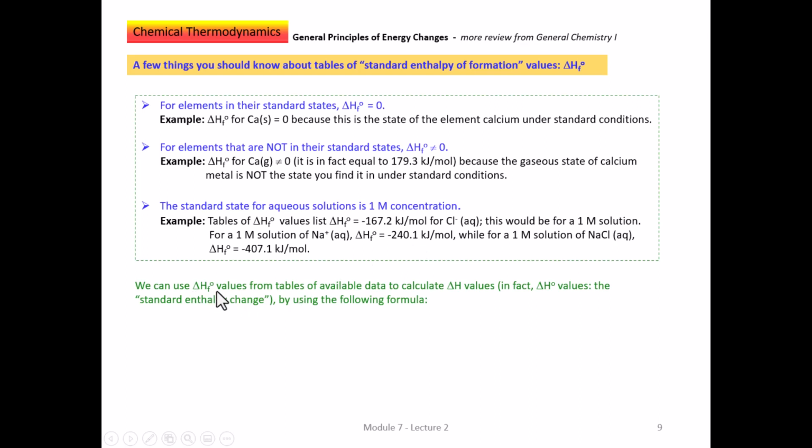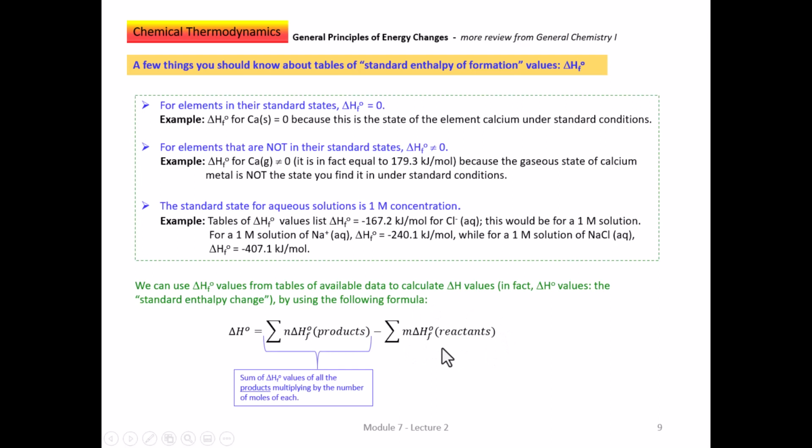Now we can use deltaH sub F values from tables of available data to calculate deltaH values, in fact, the standard deltaH values, by using the following formula. The overall standard deltaH change for a reaction is the sum of all of the heats of formation of the products minus all of the heats of formation of the reactants. And you have to keep in mind that you need to track the number of moles of products that you have and the number of moles of reactants that you have in the balanced equation.